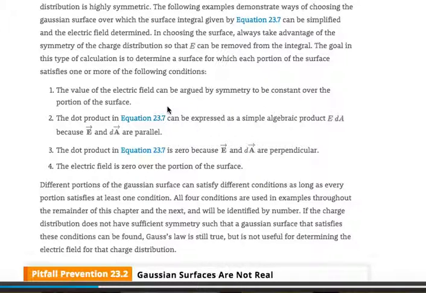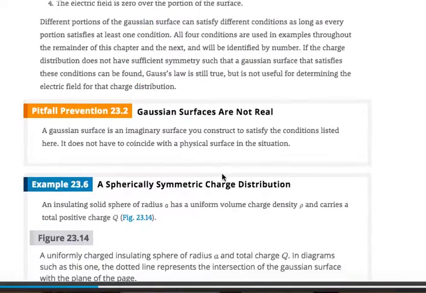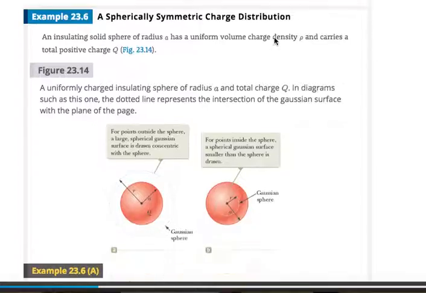You're just not going to be going through the top and bottom of that cylinder, just through the sides. The dot product can be expressed in simple algebraic form because they're parallel, or the dot product is 0 because they're perpendicular. That's fine. You can make some surfaces parallel, some surfaces perpendicular. It's really not fun to make a Gaussian surface where you've got an angle between the surface and the electric field. Or sometimes the electric field is 0 over a portion of the surface. Again, Gaussian surfaces are not real.